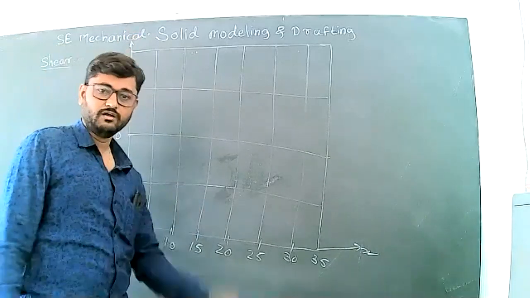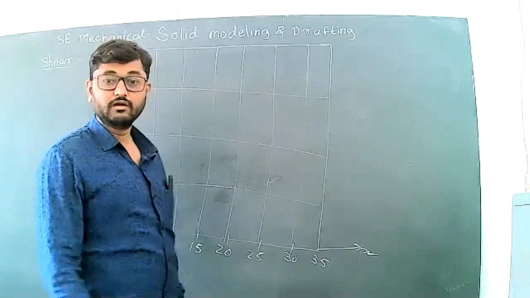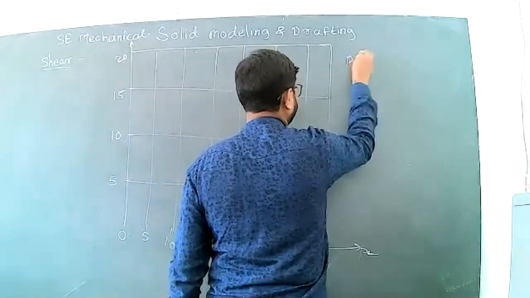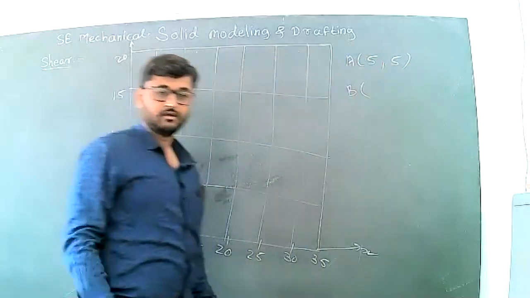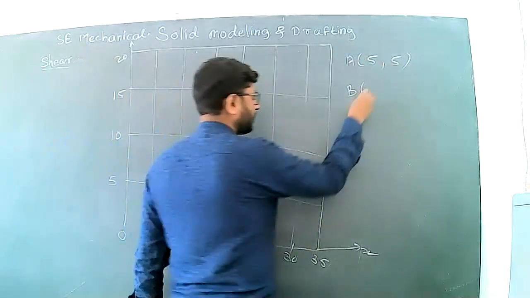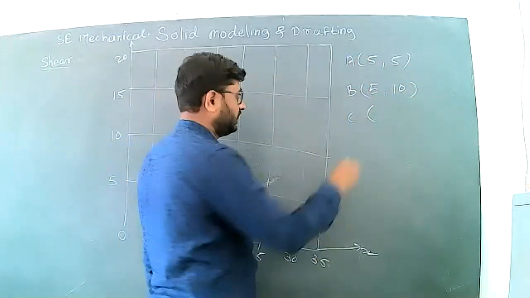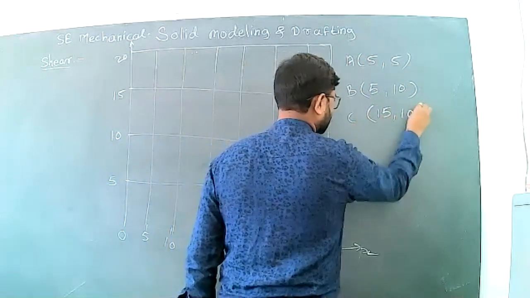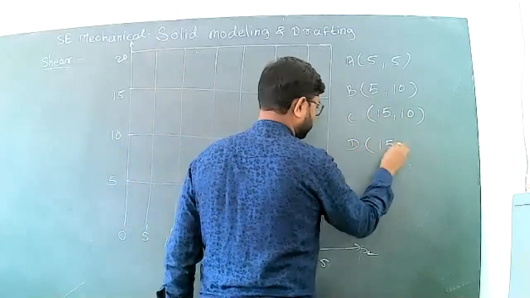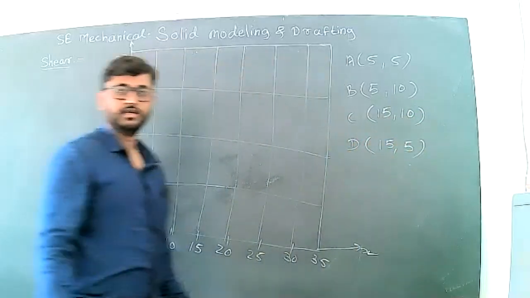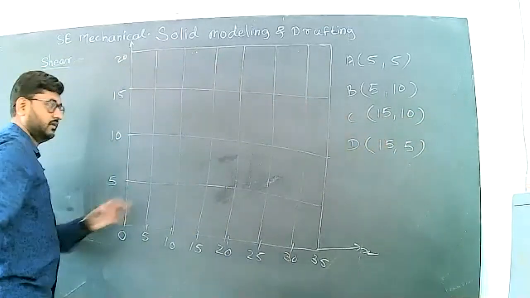Let us take an example of a rectangle having coordinates A as (5, 5). Now consider B as (5, 10), C as (15, 10), and D as (15, 5). We have to plot these points on this graph.